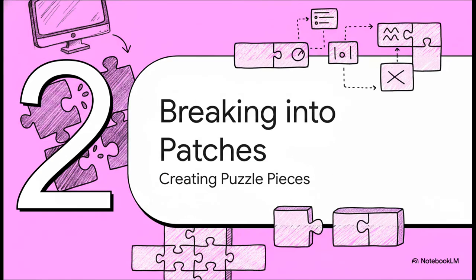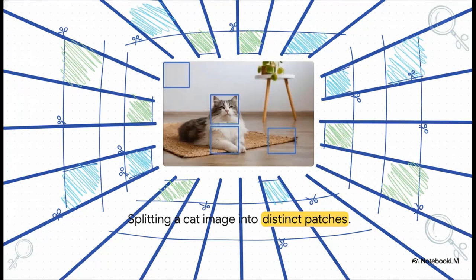Moving right along to section 2, breaking images into patches, creating the puzzle pieces. Rather than looking at every single static pixel at once, which honestly would completely overwhelm the system, the Vision Transformer splits the image into distinct patches. The algorithm typically cuts the image into 16 by 16 pixel squares. It's literally like taking a pair of scissors to a physical photograph and snipping it into a grid.